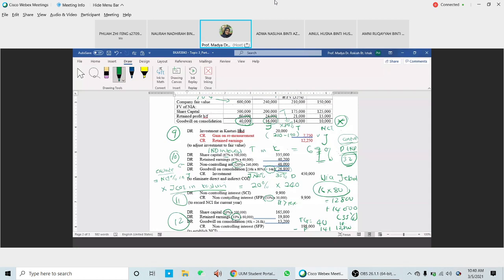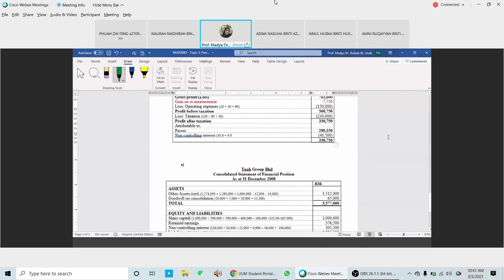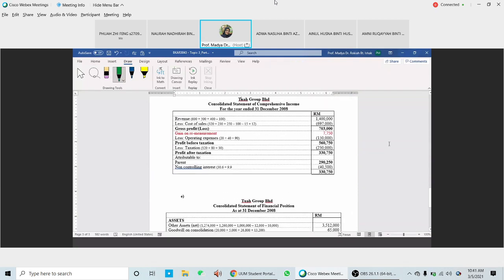Okay, so we proceed with the statements. You put a numbering for the journal entry, so later when you prepare the statements, it is easy for you to understand. I just put the numberings, so later you can know where the figures come from. Now we're going to prepare the statements, starting with the income statement first.